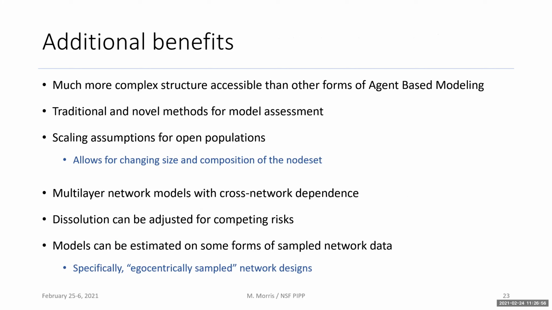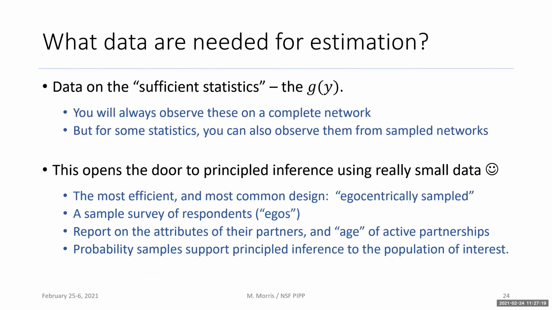You have scaling assumptions that can be used to handle open populations, so that allows for changing size and composition of the node set. You can use multi-layer network models with cross-network dependence. The dissolution model can be adjusted for competing risks like mortality in an epidemic model. And the models can be estimated on some forms of sampled network data, and that's particularly important.